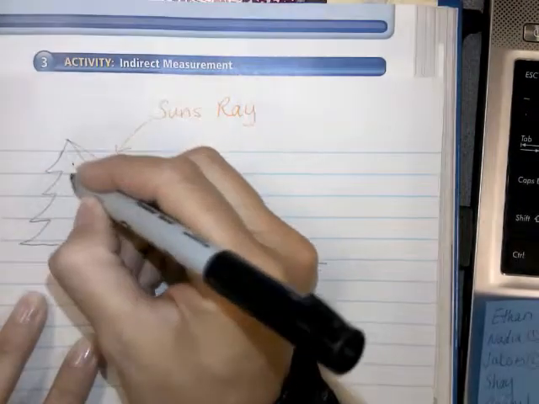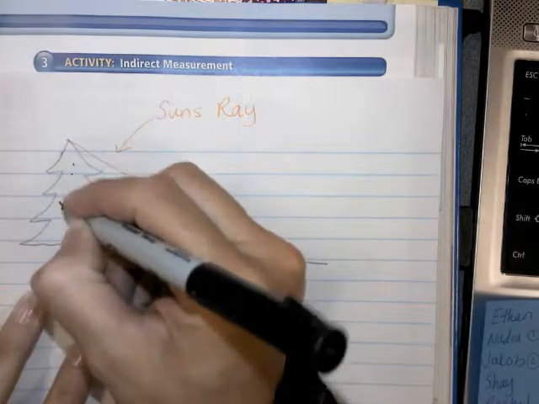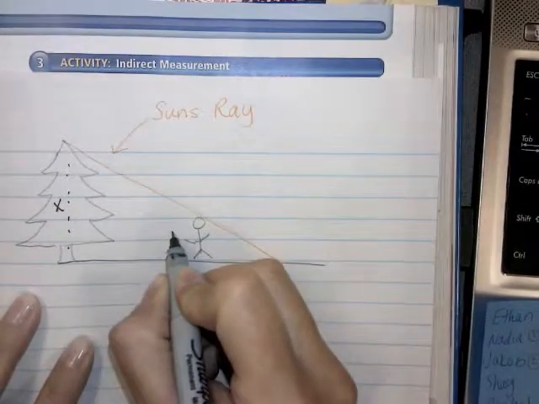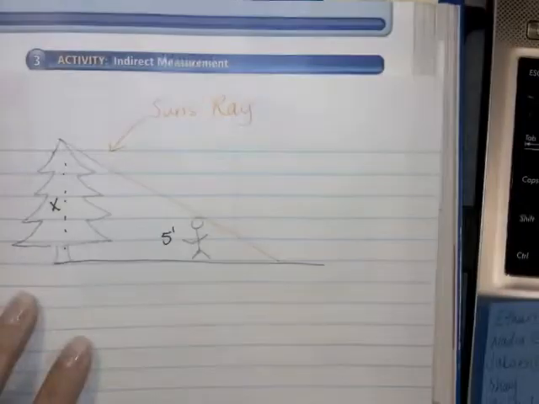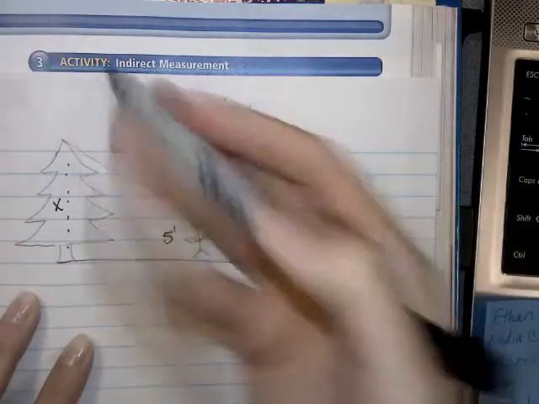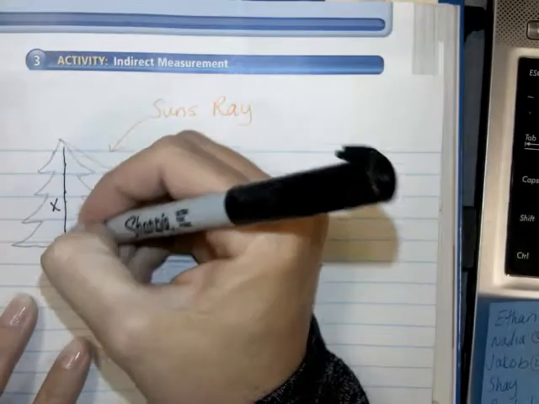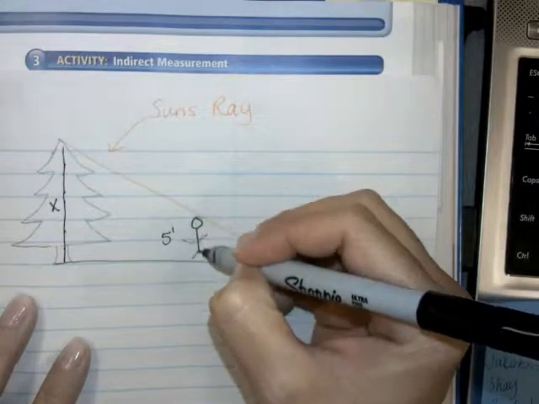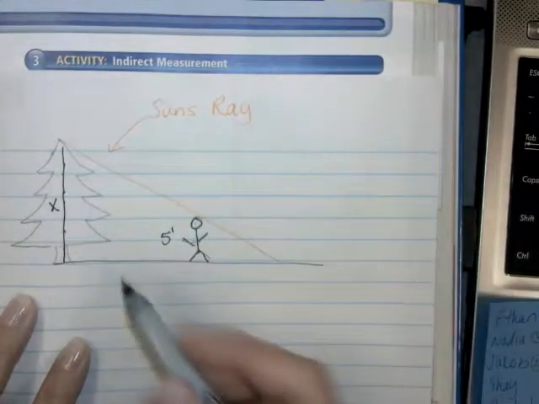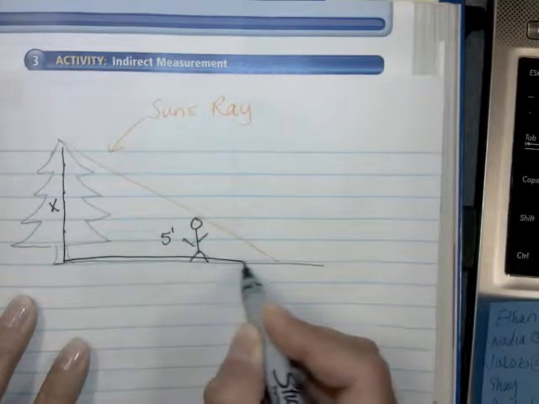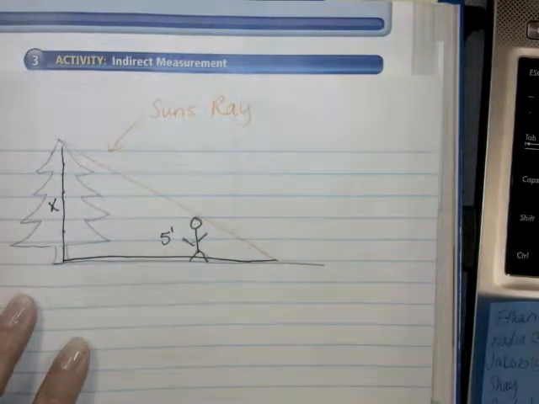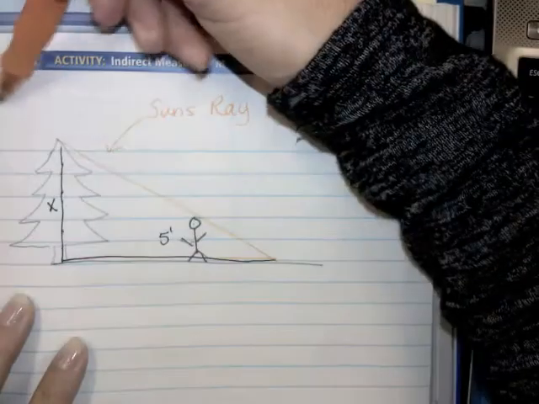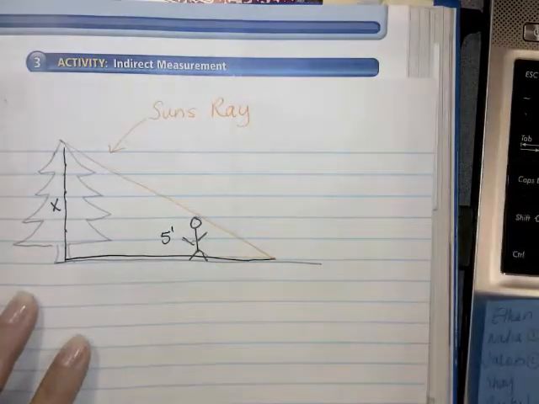If I wanted to know the height of this tree, I'm going to call it X, and I know that this person is 5 feet tall, and you can see that this tree that is X feet tall and this person that is 5 feet tall, they're both casting shadows. The tree shadow comes out here, and this person's shadow comes out here. So probably the sun is up here somewhere, casting its shadow.